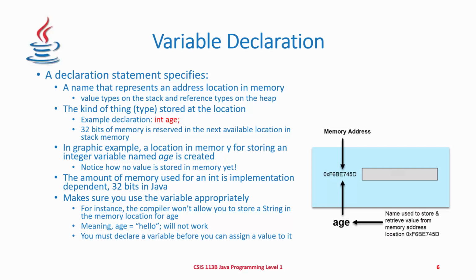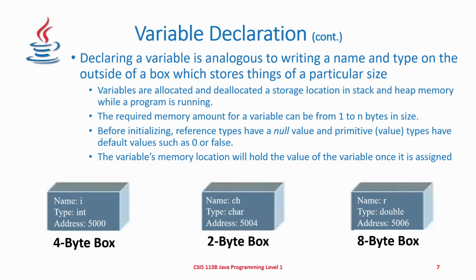The other thing that's important to note here is that you must declare a variable before you can assign a value to it. So you can't just willy-nilly in the middle of your program say age equals 32. If you haven't previously declared age as an int type or a float or a double type, whatever numeric type you want to assign to it, you cannot assign a value to it. So declaring a variable is analogous to writing a name and a type on the outside of a box, which then stores things of a particular size.